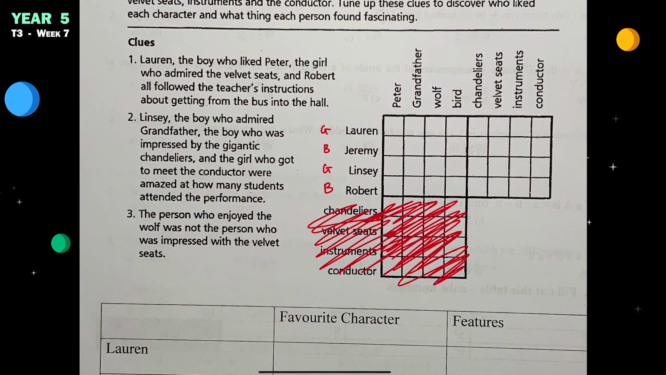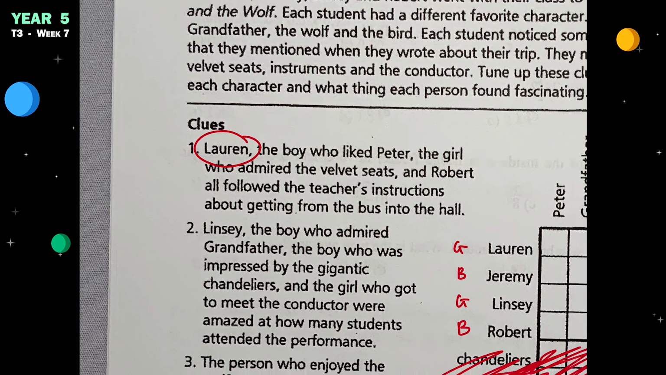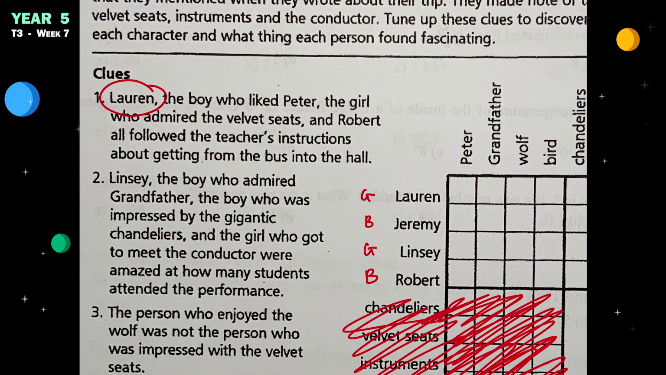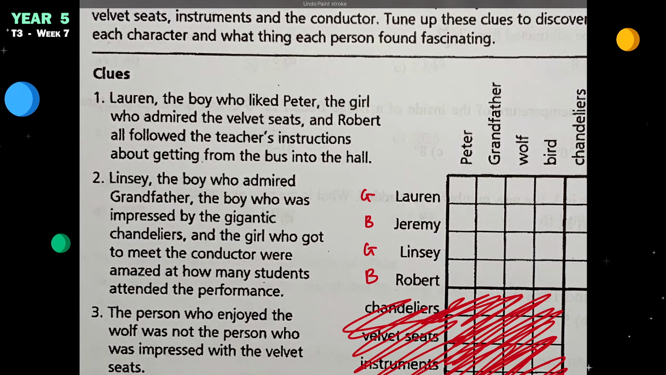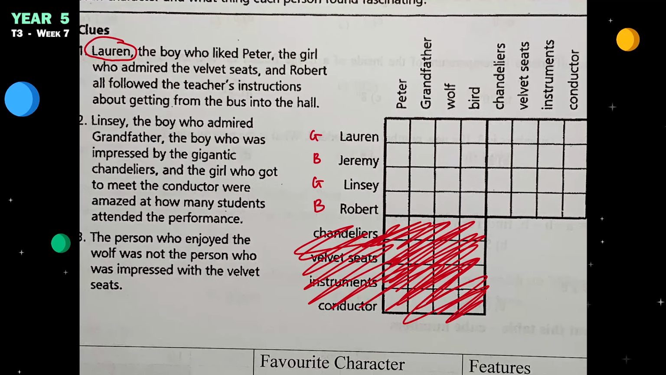Okay, Lauren, the boy who likes Peter. So now it's listing people. Lauren is the first person. Okay, the boy. So it has a comma. That's why we know, Lauren, comma means that Lauren is the first person to be listed. So the boy who likes Peter could either be Jeremy or it could be Robert. We don't know who it is yet.